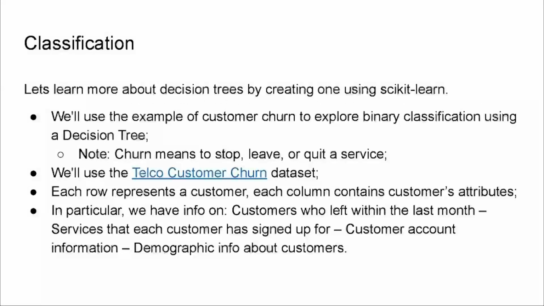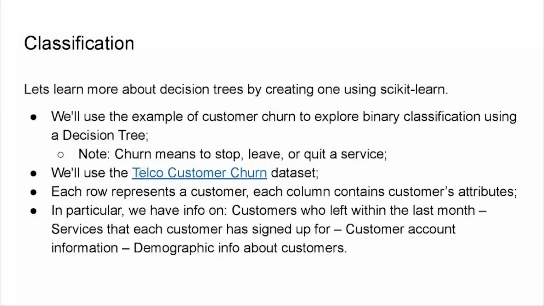So let's learn more about decision trees by creating one using scikit-learn. For this, we'll use the example of customer churn to explore binary classification using a decision tree. And by churn, we mean if someone stops, leaves, or quits a service. We'll use, in particular, the telco customer churn dataset. In this dataset, each row represents a customer and each column contains customers' attributes.